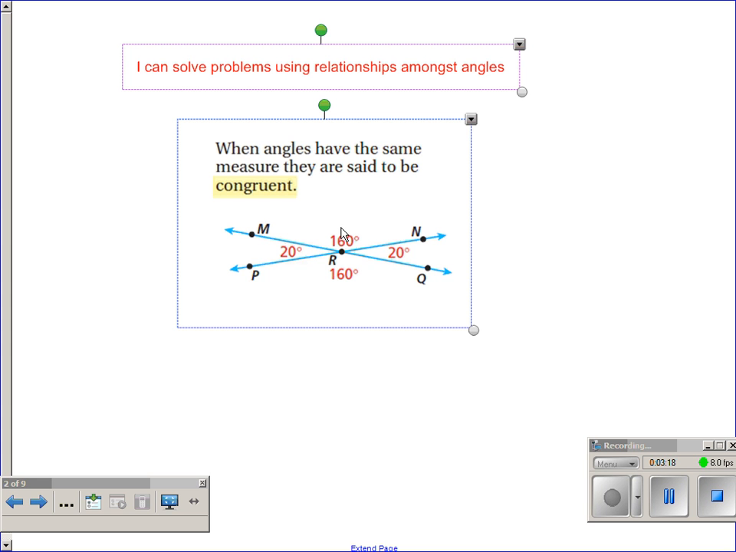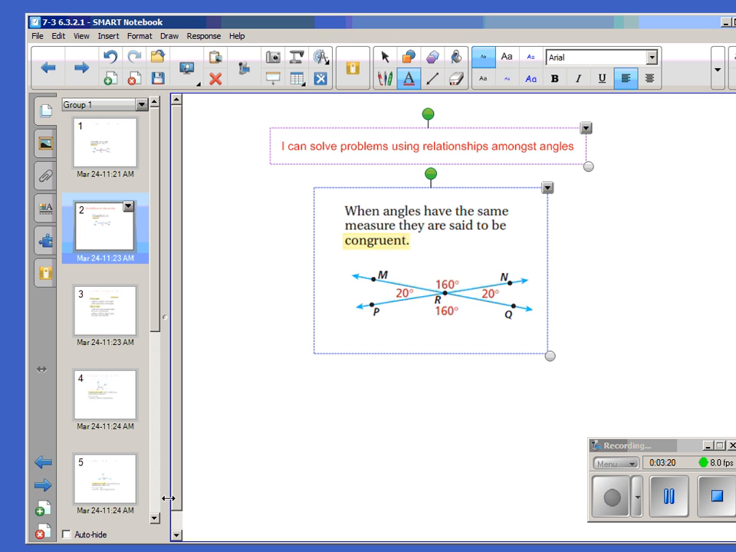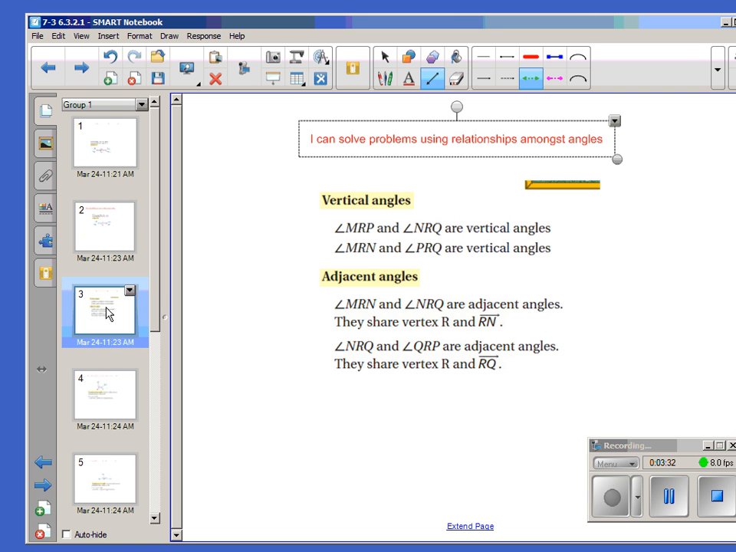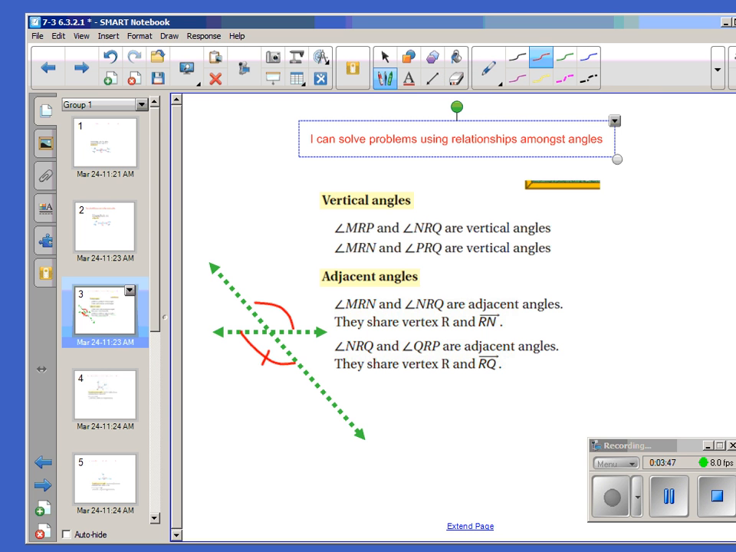So no matter what type of intersection that I have, if I draw a line here and a line here, I know that this angle right here is going to be the same as this angle right here. They are vertical angles. They are going to be congruent. They have to be. Okay?